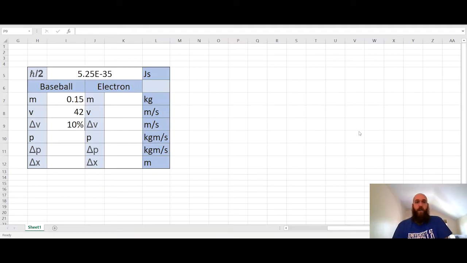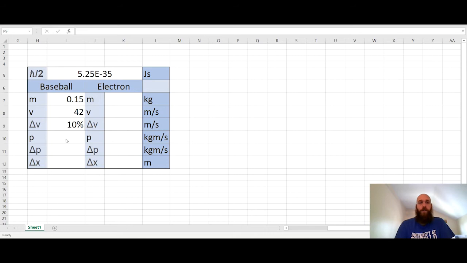Let's try out Heisenberg's formula. Let's try to figure out what the uncertainty in position would be for the baseball case, and then we'll do the same thing with the electron as well and see how those uncertainties actually compare. And so all we're using is delta x times delta p is always greater than or equal to h bar over 2. I've quoted h bar over 2 up top, and let's say that we have a 0.15 kilogram baseball that we've thrown at 42 meters per second, and the radar gun that we're using to measure that velocity has an uncertainty of about 10%, so it could be 10% bigger or 10% smaller.